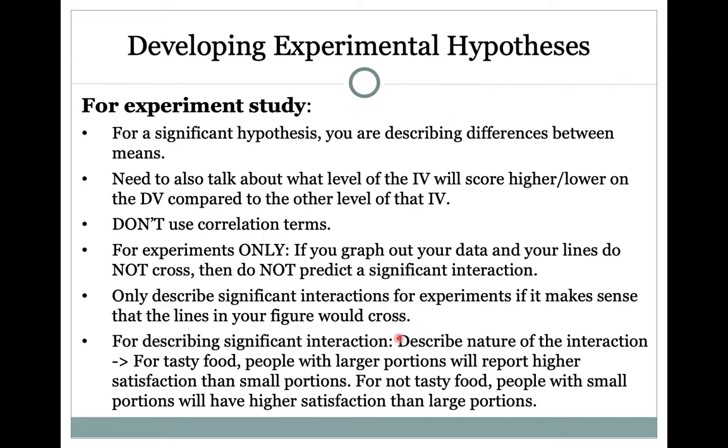For describing a significant interaction, you need to describe the nature of it. This is back to the example we did last week with tasty or not tasty food and portion size. So for example, here's how you can describe an interaction. For tasty food, people with larger portions will report higher satisfaction than small portions. For not tasty food, people with small portions will have higher satisfaction than large portions.